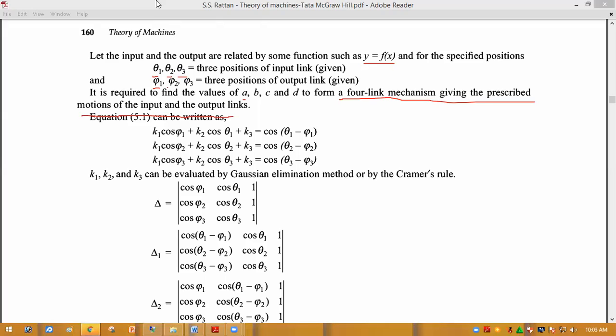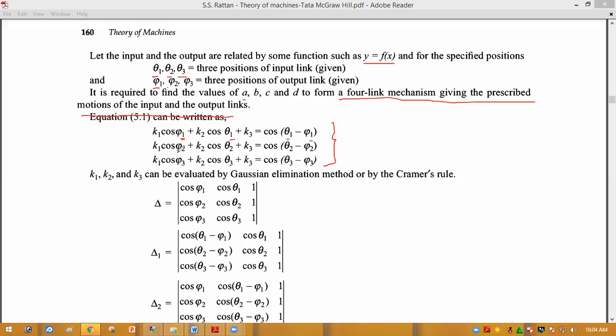For constructing the four link mechanism, we need the proportions or dimensions. For finding the proportions of the links, we use the Freudenstein equation. Since we have three positions of the input link and three positions of the output link, we will have three equations. The first equation is k1 cos phi 1 plus k2 cos theta 1 plus k3 equals cos theta 1 minus phi 1. Here phi 1 and theta 1 are the first position of the output link and input link.